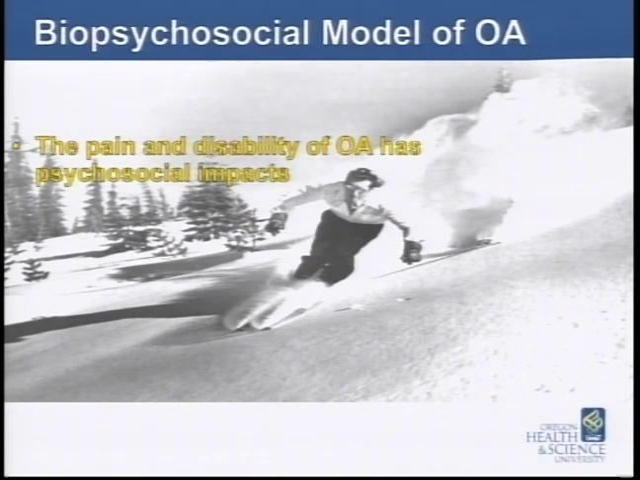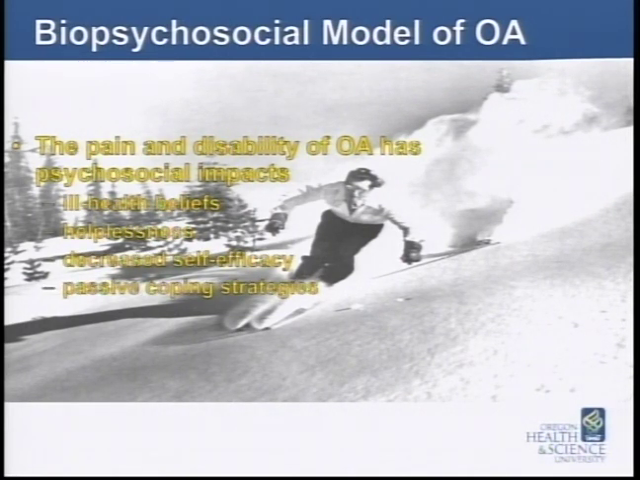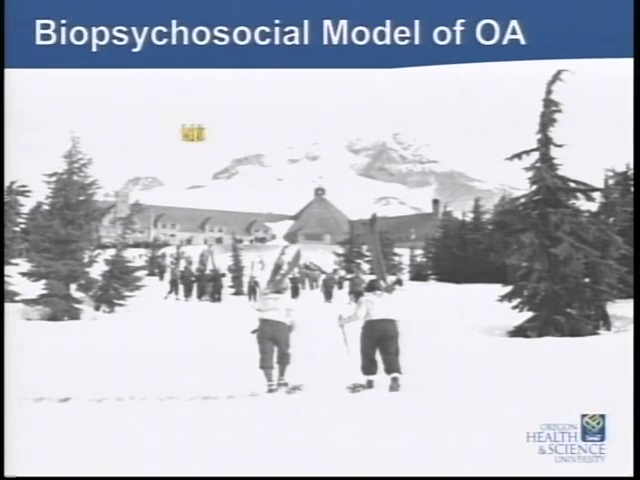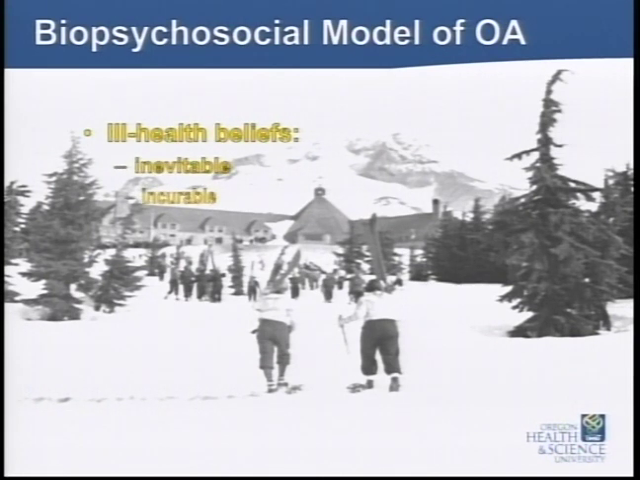So when we think about the pain and disability of osteoarthritis and these psychosocial impacts, it includes things like ill health beliefs, helplessness, decreased self-efficacy, passive coping strategies. Oftentimes that combines with inadequate social support in our elderly patients. If we think about the ill health beliefs of osteoarthritis, this is what people think when we tell them you have a degenerative joint disease, that it's inevitable, it's incurable, and it's untreatable.